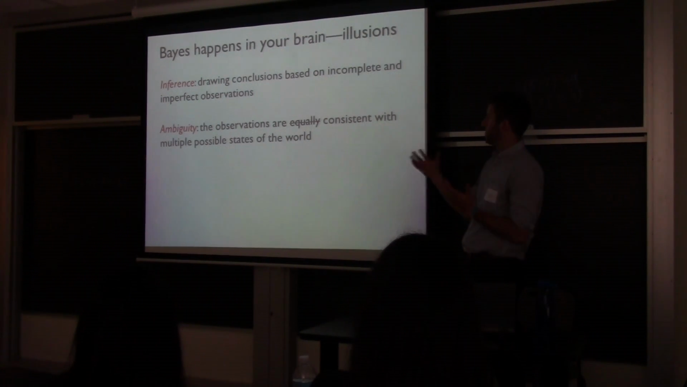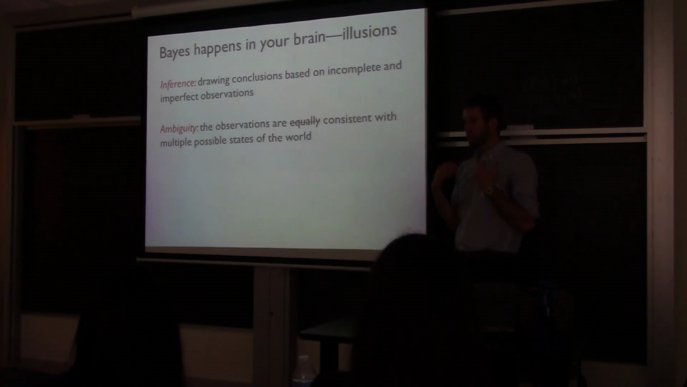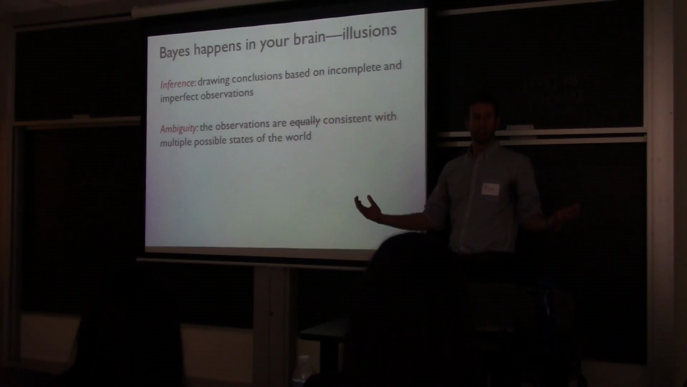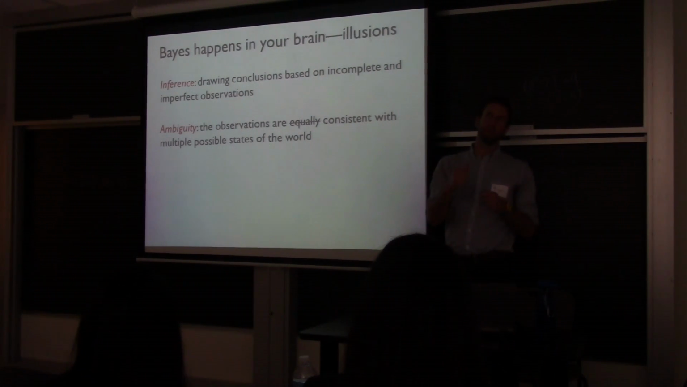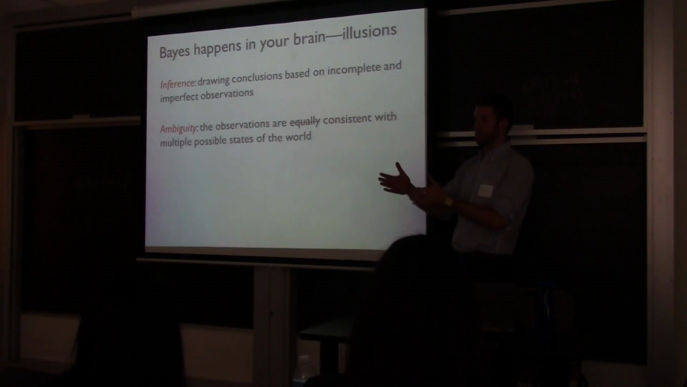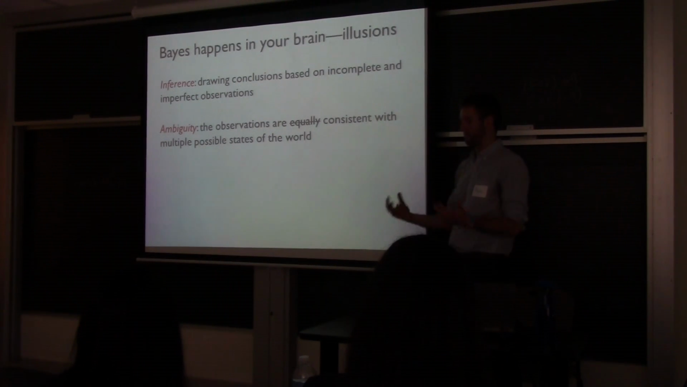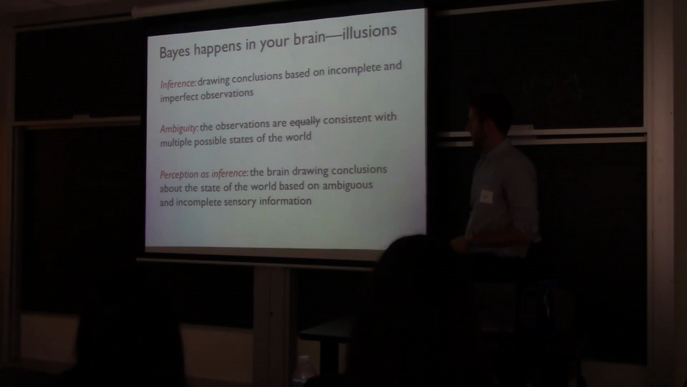And the reason is because a lot of the things that we observe are consistent, not necessarily equally consistent, but consistent with many possible states of the world. But as an agent, as someone who has to act on the world, you can't say, well, it might be this, or this, or this, so I'm going to do all these different things. You have to do something based on what you think the world is, so your brain has to define, in a sense, a single thing that you're going to act on. And so the reason we think of perception as inference is because your brain is drawing conclusions about the state of the world based on incomplete sensory information.